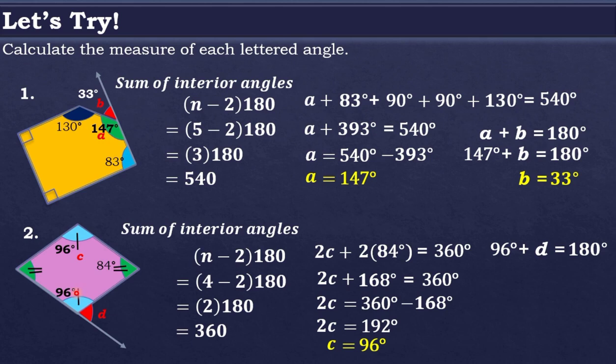Dapat, si 96 at si D mo, dapat 180 degrees yan. Supplementary sila. So, ima-minus lang po natin si 96 sa 180. So, ang D mo is equal to 84 degrees. Alright? So, ma'am, ano po ito? 84 din po ito kasi congruent siya doon. So, this is 84 degrees.